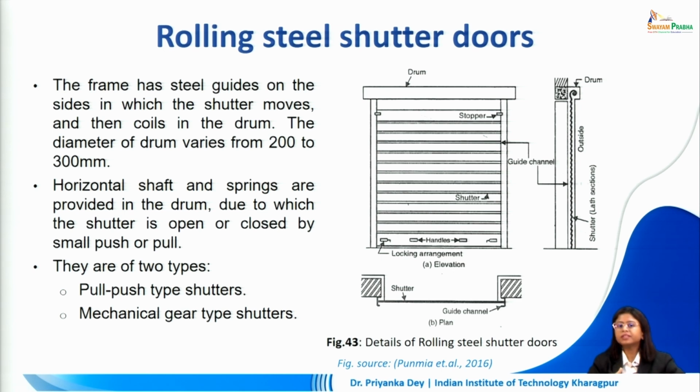The frame is fixed in such a way that there are steel guides on the sides in which the shutter moves, and then of course it coils up in this drum on the top. The diameter of the drum varies from 200 to 300 mm.